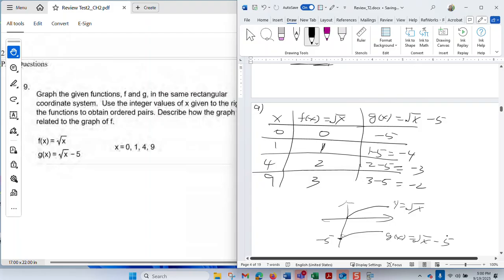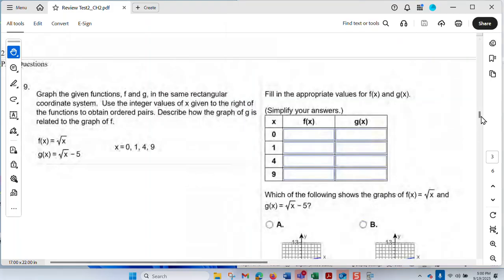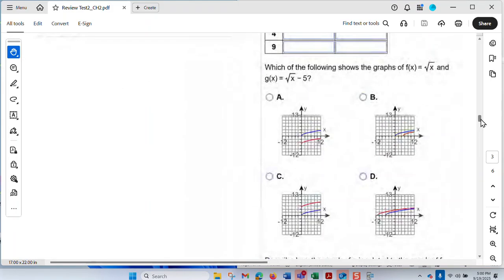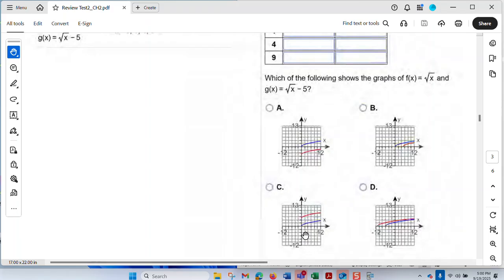And then you just pick the correct graph, right? The correct graph moves down 5 units. This one is moved up, so that's wrong, right? So this is the only one moving down.